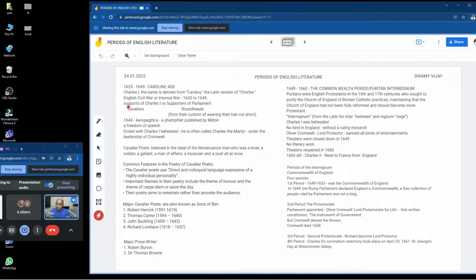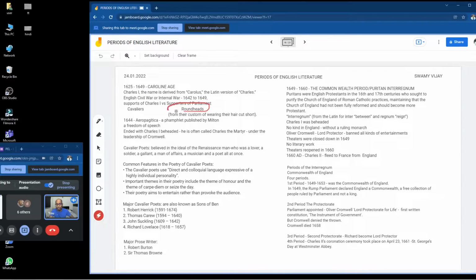And there were two groups. The primary supporters of Charles the First are called Cavaliers. Remember this one. The supporters of Charles the First are known as Cavaliers, and the supporters of Parliament are known as Roundheads. That means these people wanted Parliament to become supreme. They didn't want this kind of monarchy. They didn't want kings to rule the country. They wanted Parliament to establish domination. So those who support Parliament were republican in nature.